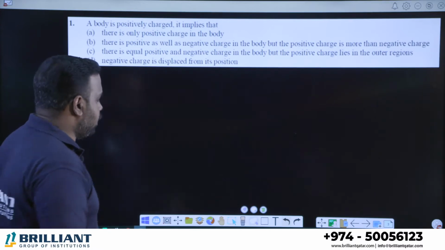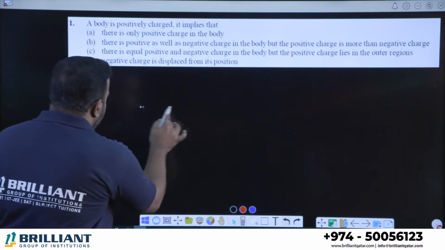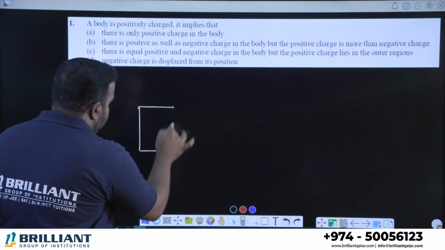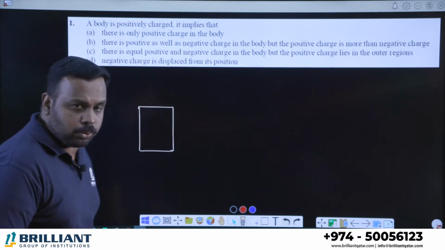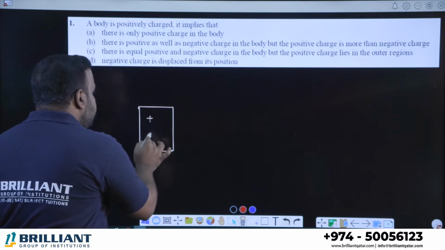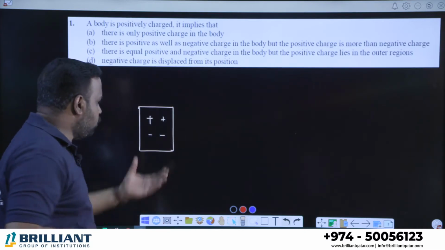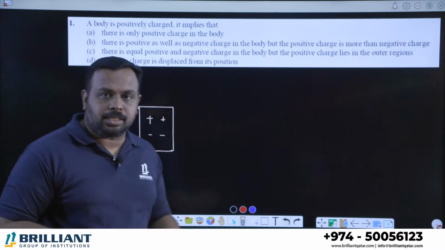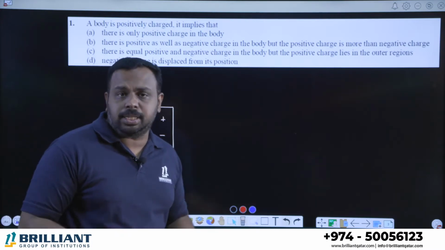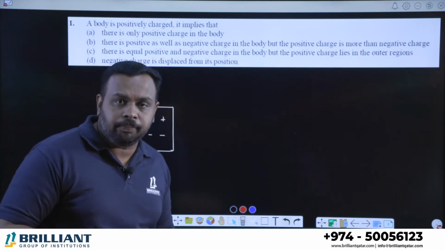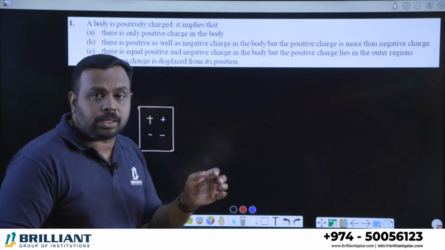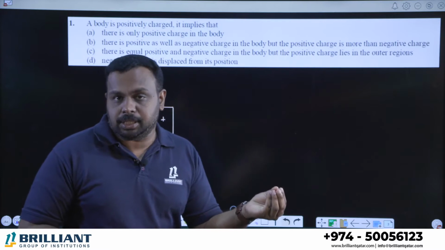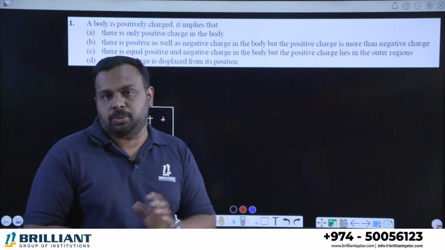Body is positively charged. What is the meaning of charging? You know that all objects are made up of atoms, and the atoms consist of electrons and protons. So every object has positive charges and negative charges. See, look at this here. 2 positive charges are there, 2 negative charges are there. Surely we can say it is a neutral body, right? Charged particles are there, but we won't call it a positively charged body or a negatively charged body because the net charge of this body is 0.